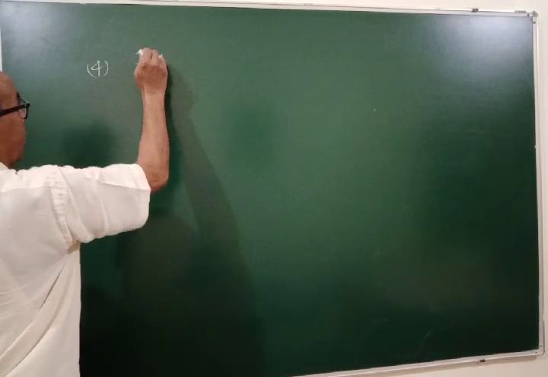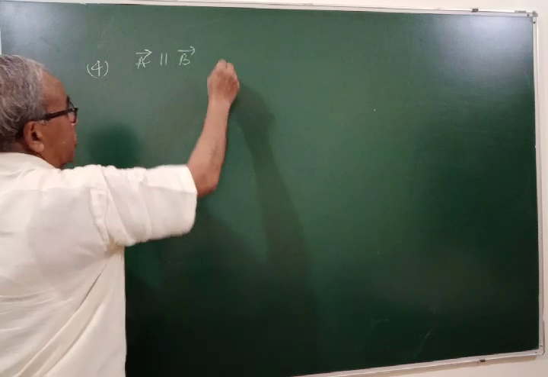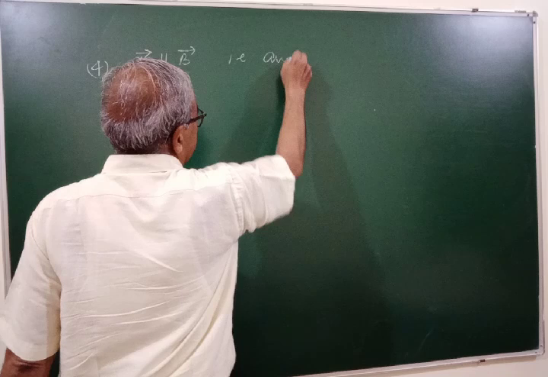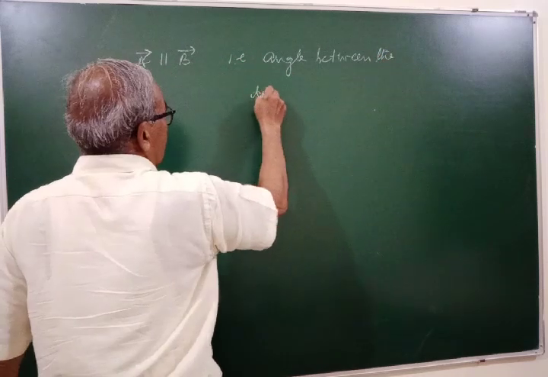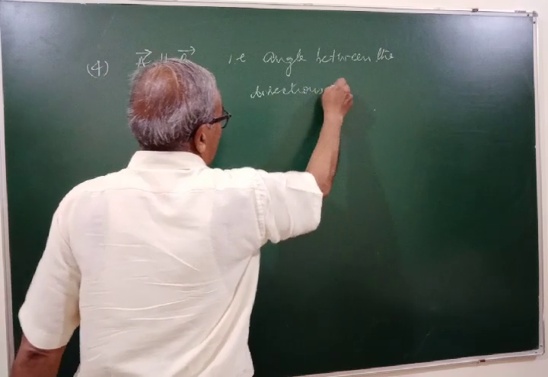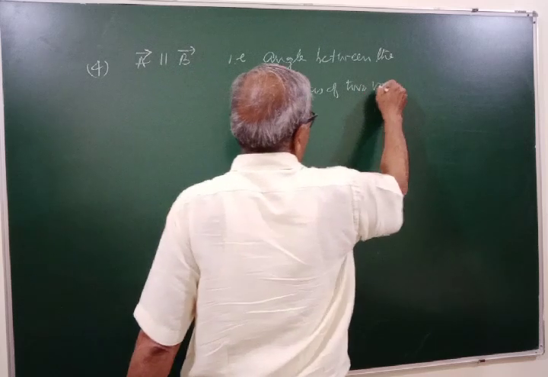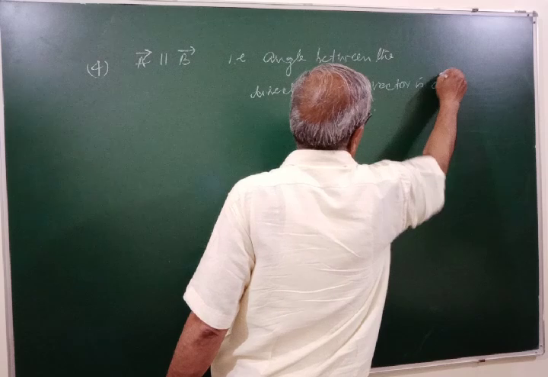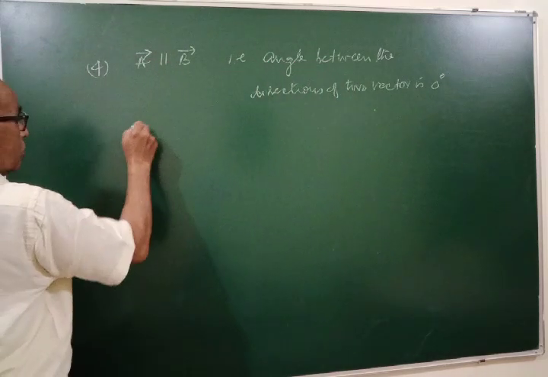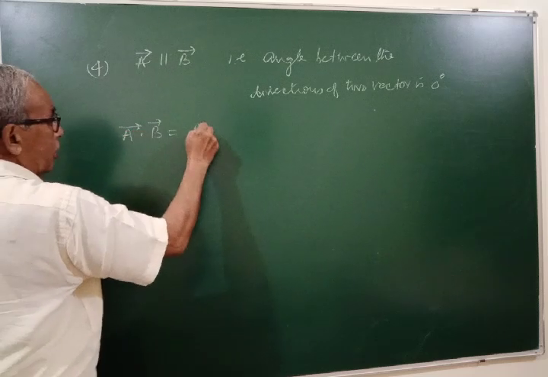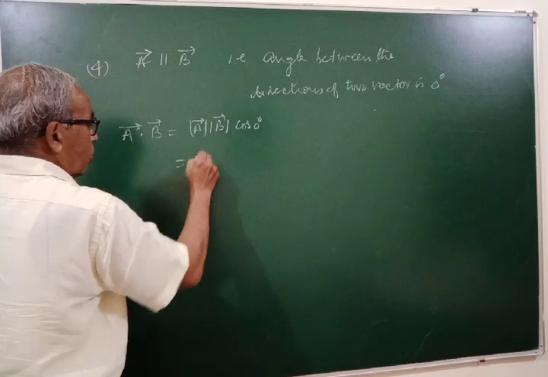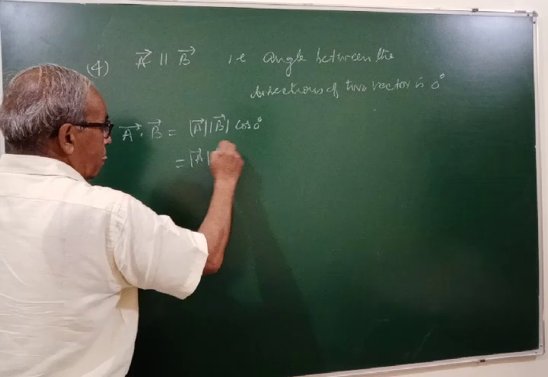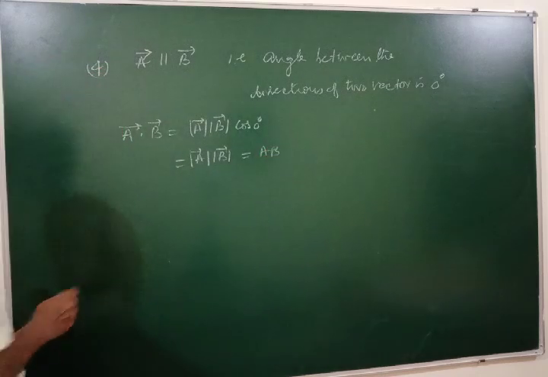Now number 4. If vector A is parallel to B, that is, the angle between the directions of the two vectors is 0 degrees, then A dot B is equal to modulus A modulus B cos 0, which is 1. So it comes out as modulus A modulus B, or simply AB.